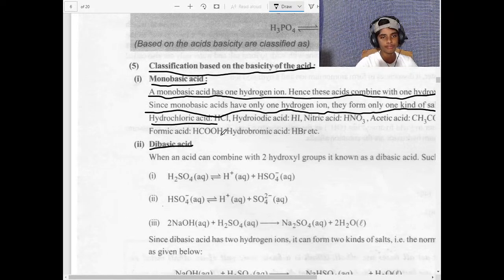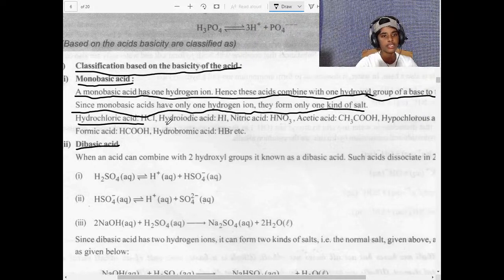Examples: hydrochloric acid, HCl, hydroiodic acid, HI, HNO3 means nitric acid, and acetic acid.